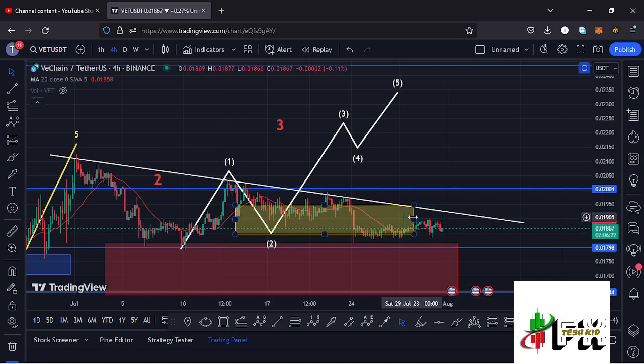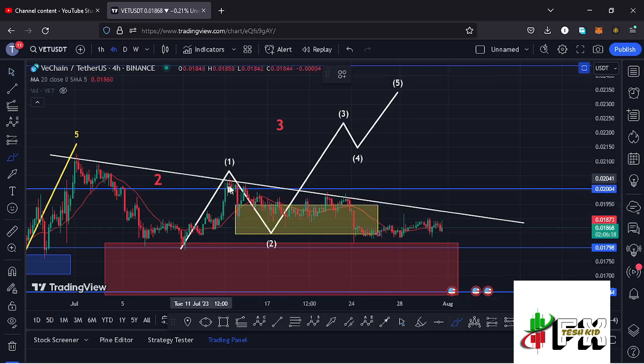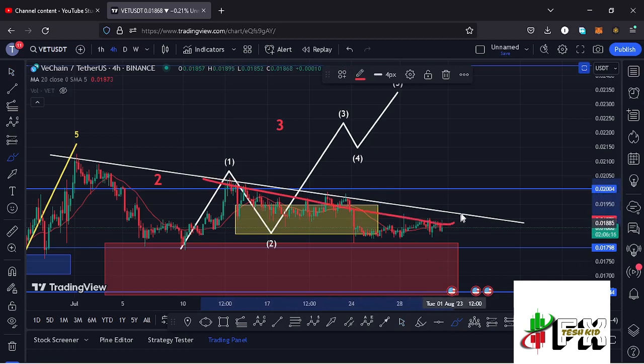So the moment we see a reaction of this target area, see a break above this descending trend line that I have here on the charts, maybe with a successful retest and a break above resistance at around the $0.02 mark, then from that point we can easily see Vechain get above the $0.022 mark in the formation of that wave 3 to the upside.